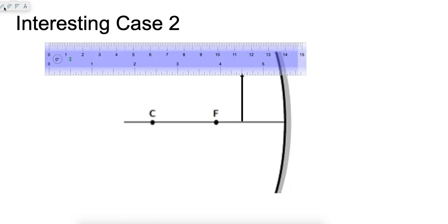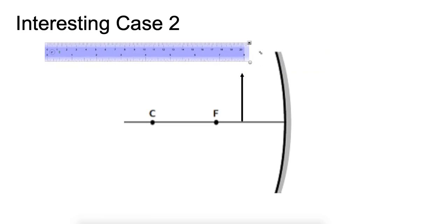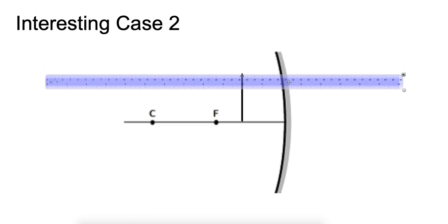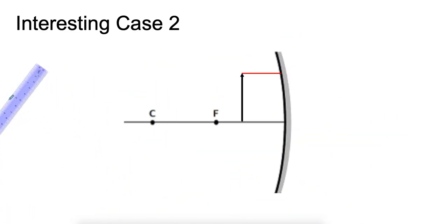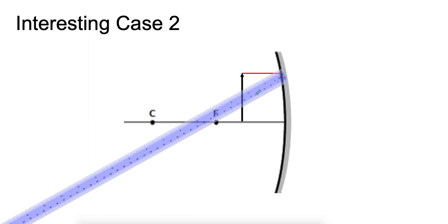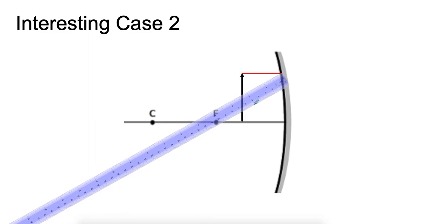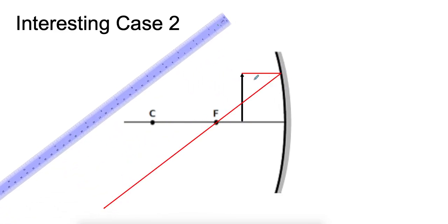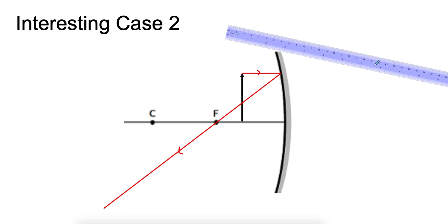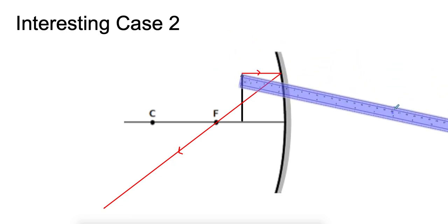Well, let's follow the same rules. The first rule is that a parallel ray will go in and then reflect through F. This is ray number 1. And I'm going to use 3 different colors for this one. Ray number 2, we can go through the center for this one.